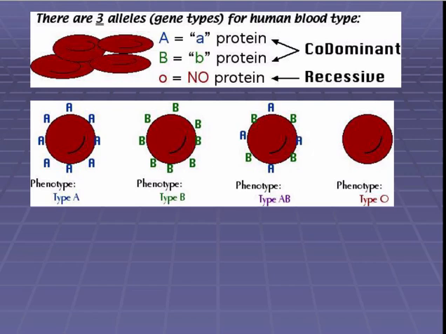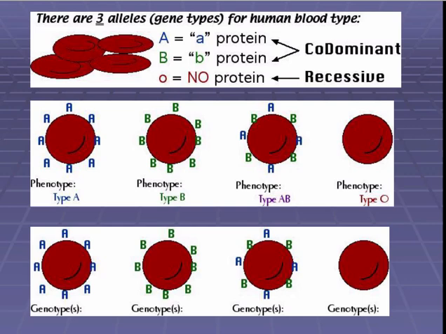If you have both A and B proteins on your surface, we call you type AB. And if you have none, we call you type O. So here's the question that I want you to think about. What are the possible genotypes? The phenotypes are what you see, the physical description. The genotypes are what two letters these individuals inherited from their parents.